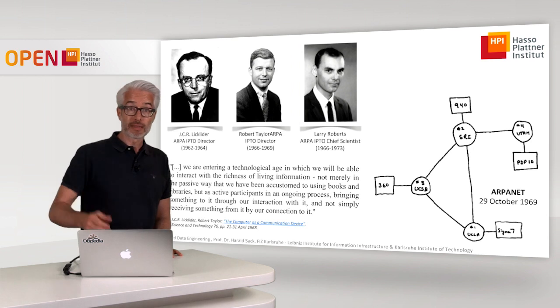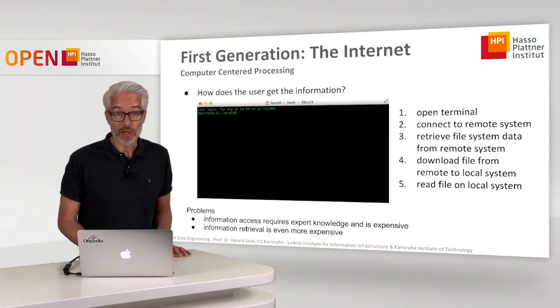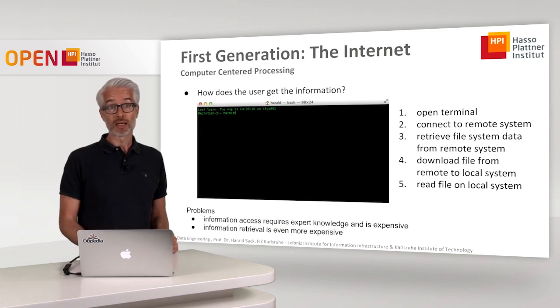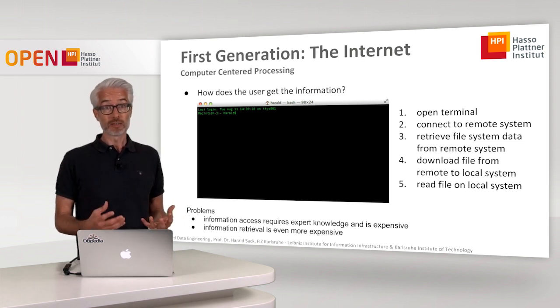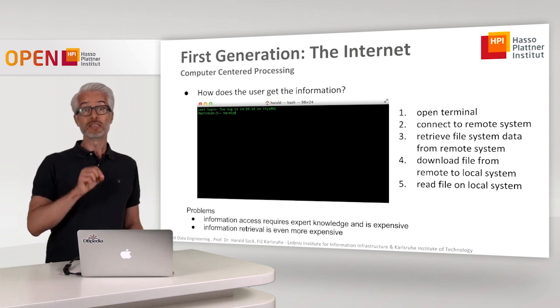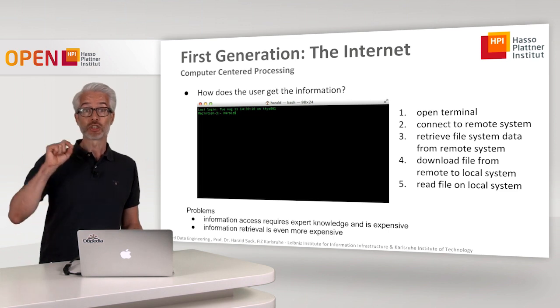So let's take a look at how the web has developed. The first generation of the web was the internet. And there we had something called computer-centered processing. What does it mean? It means the central point in the network was the computer, and you had to deal with the computer to get access to the information on the computer.